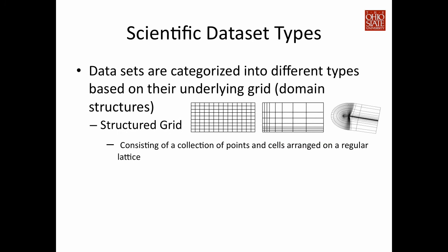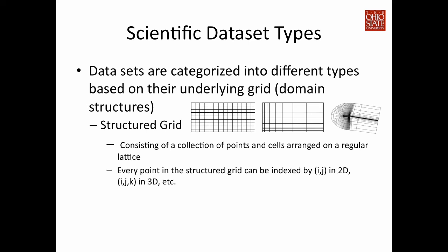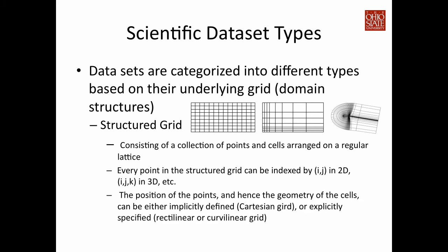Structured grid data consists of a collection of points and cells arranged on a regular lattice. And every point in the structured grid can be indexed by I and J in 2D and IJK for 3D cases. The position of the points and therefore the geometry of the cells can be either implicitly defined, in the case of a Cartesian grid, or explicitly defined, that is, in the case of rectilinear or curvilinear grids.